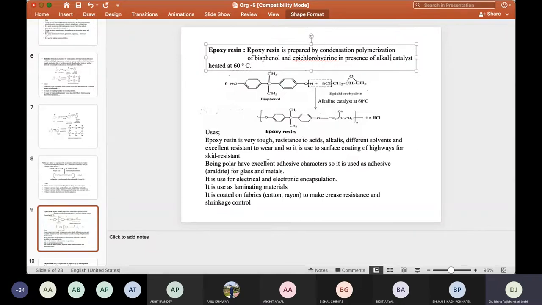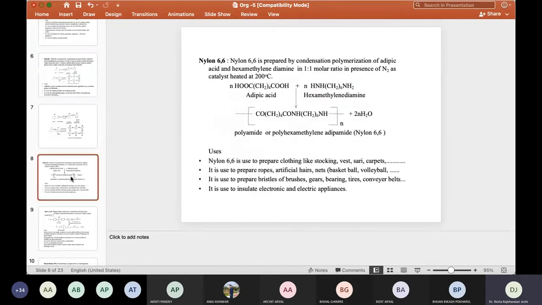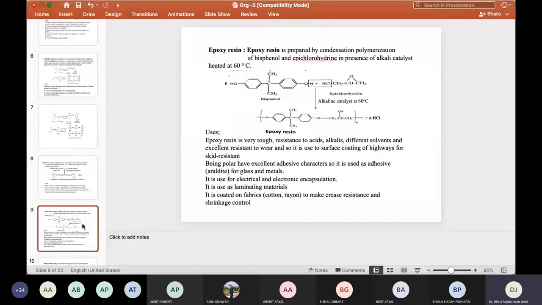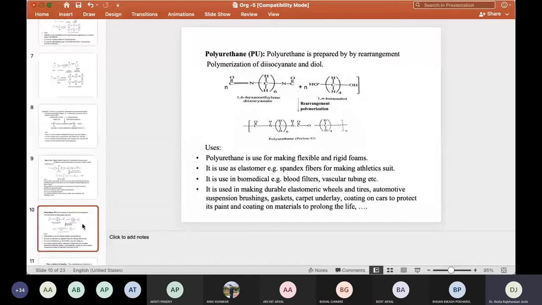And here are the uses. So this is another example of a condensation polymer. The condensation polymers we have done are bakelite, nylon 66, and here is your epoxy resin. And the next is polyurethane, that is PU, the PU polymer.